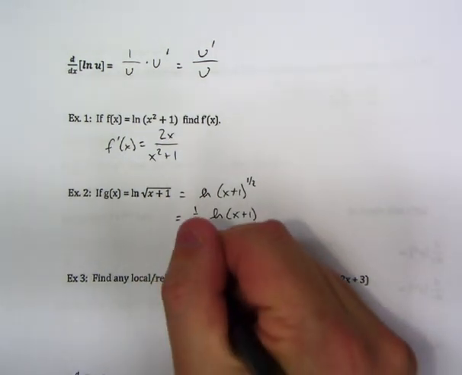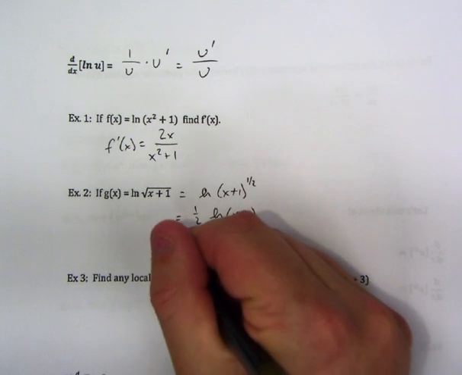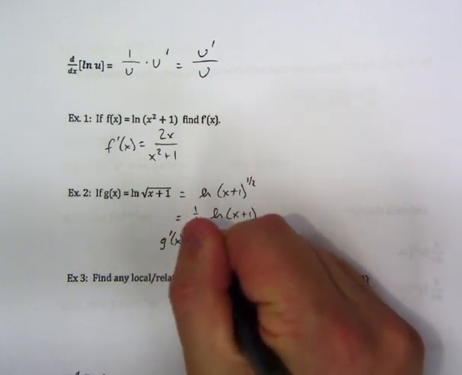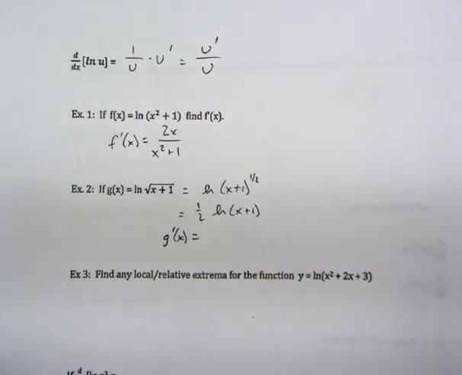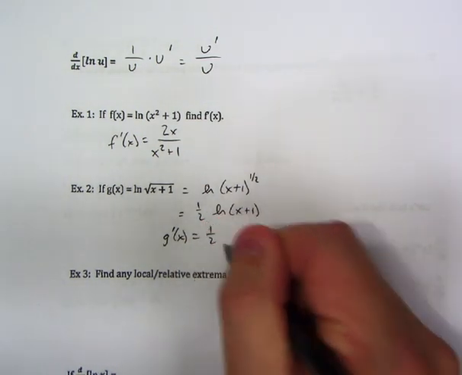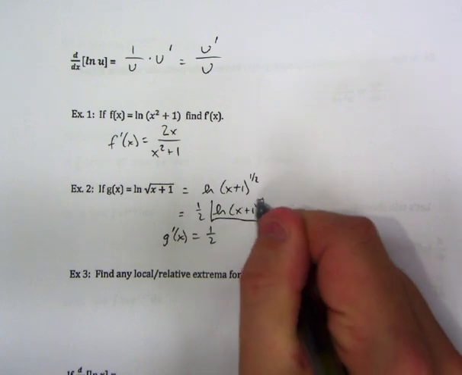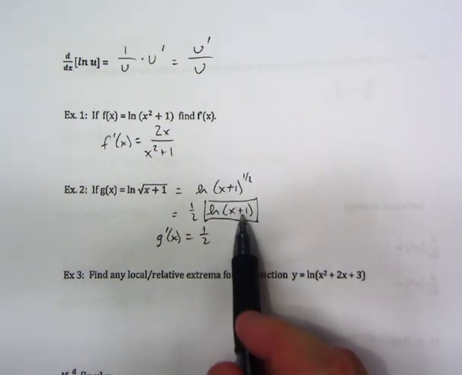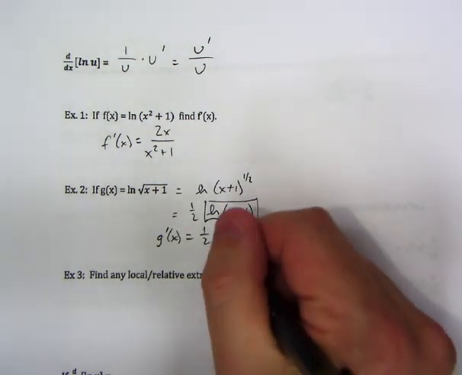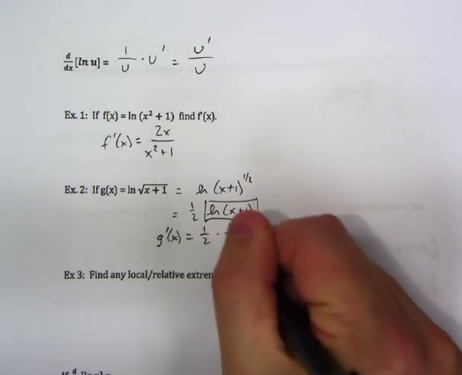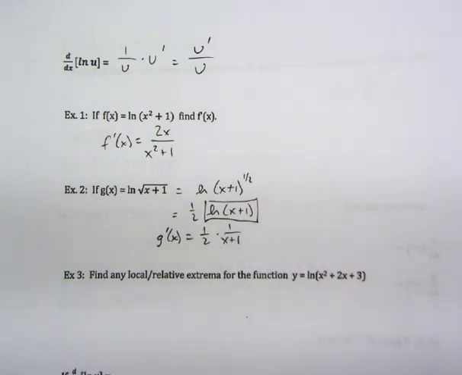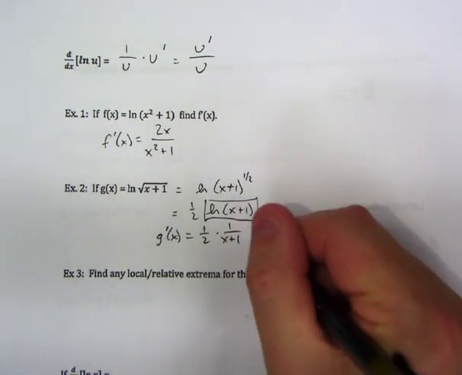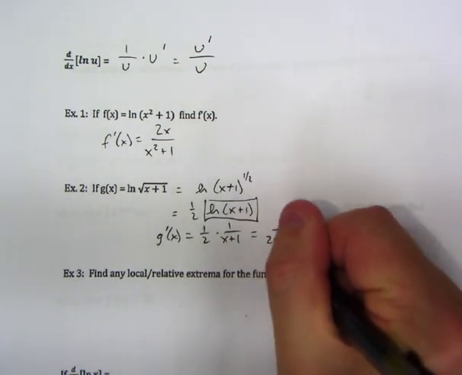And now, if I want to find the derivative, remember we always label. We don't just write equals and then do the derivative stuff. We have to label the derivative. It's going to be 1/2 times whatever the derivative of this is. Well, the derivative of natural log of x plus 1, it's going to be the derivative of the inside. So 1 over the inside, which you could just write as 1 over 2 times x plus 1.